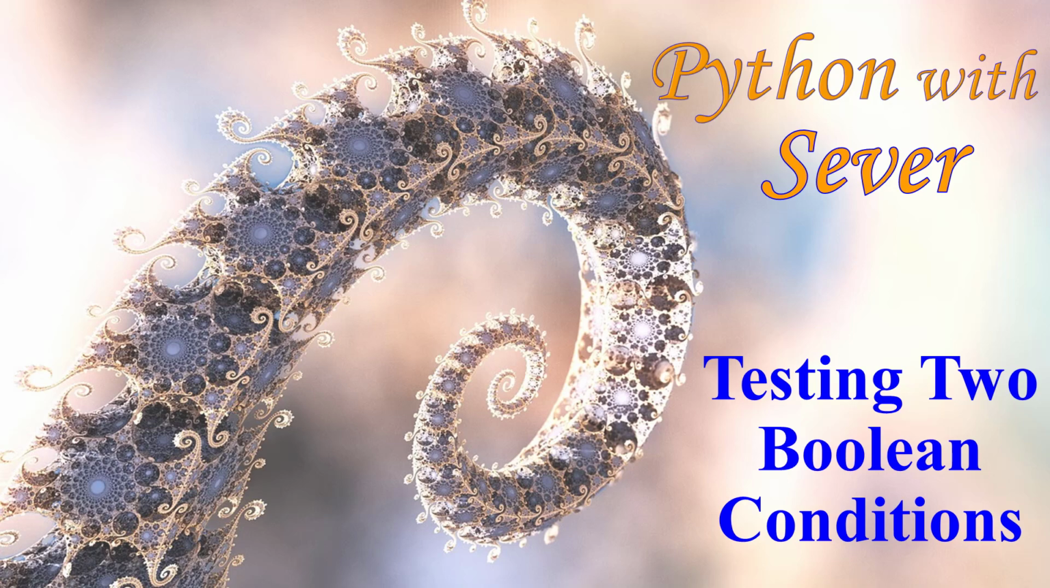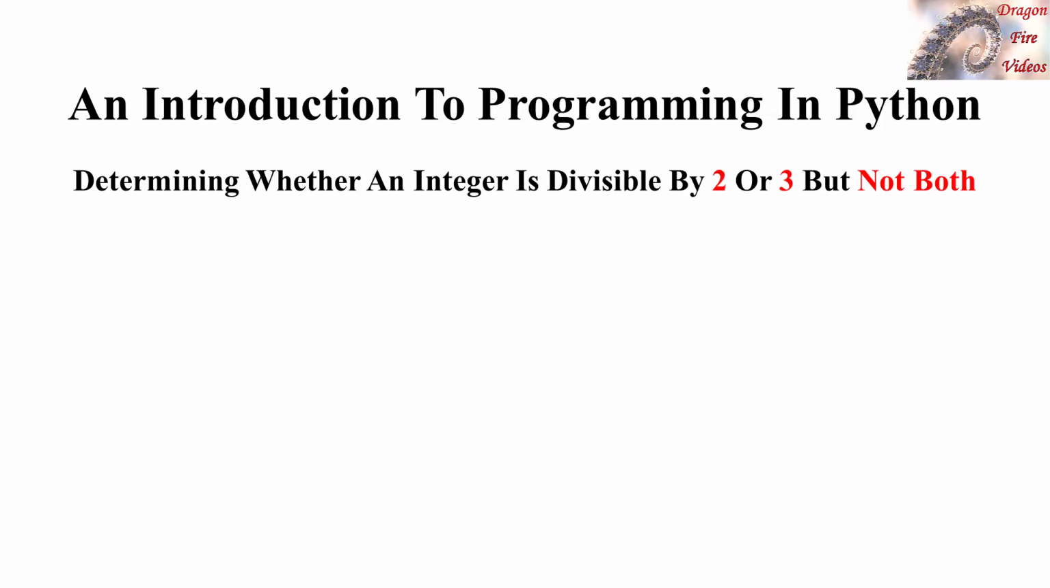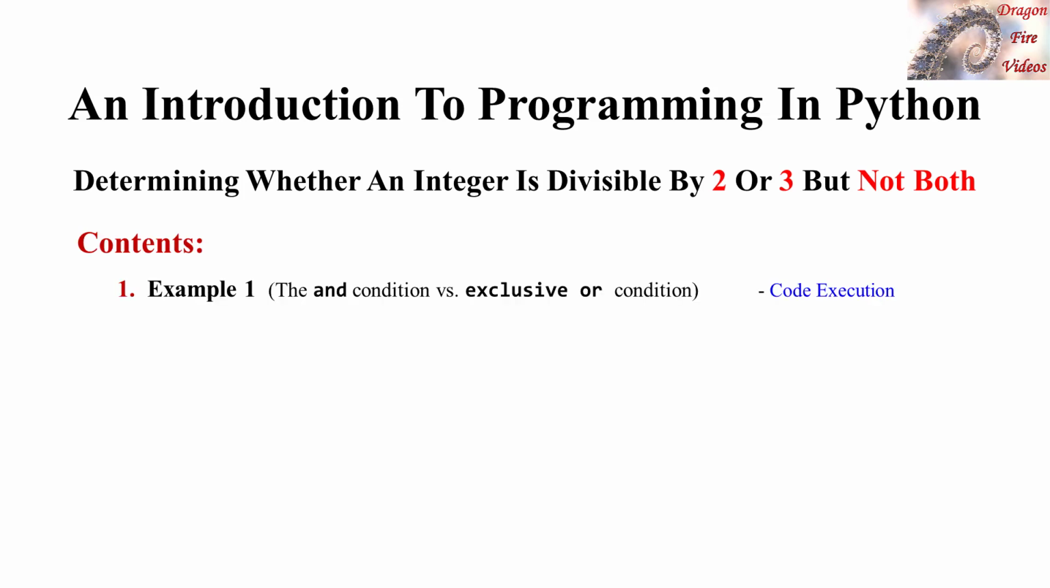Good afternoon, I'm Tim Sever, and today in our Introduction to Programming in Python, in this video we will determine whether an integer is divisible by 2 or 3, but not both. Along the way, we're going to consider 5 cardinal examples as we work through this problem.